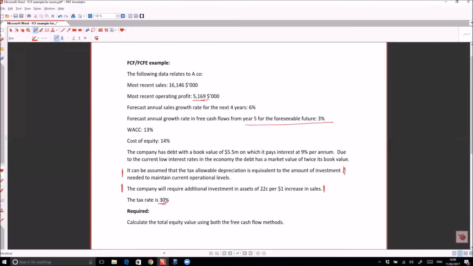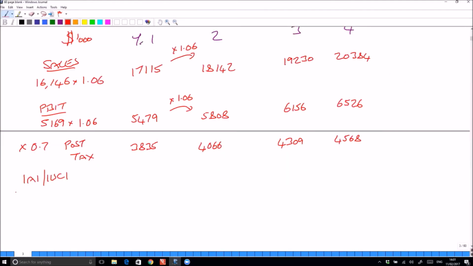Sorry, let's go back here again. 22 cents per $1 increase. Well, 22 cents per dollar is what? It's 22%, isn't it? And so I think we can do a little sum that looks like this. That's the sales in year one. What's the sales we know about at the moment? The most recent sales at 16,146. That's our growth in sales. And for every extra dollar of sales, we need 22 cents or 22% as the growth in assets. And what does that figure become?